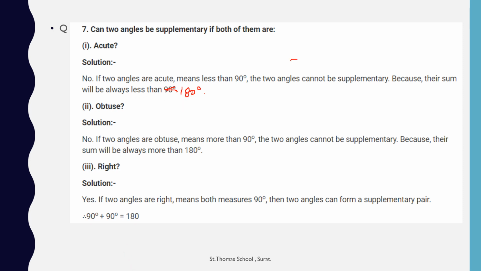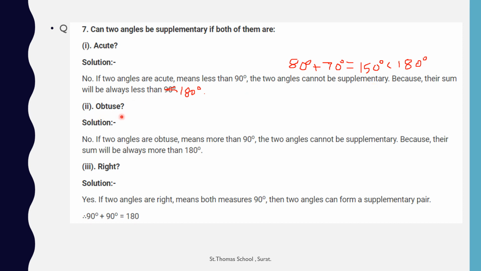You can take some example and check. Acute angle means less than 90 degrees. You can take any example, but the angle should be less than 90 degrees. So I have taken here 80 and 70. What is 80 plus 70? That is 150 degrees. And we know that this 150 degrees is less than 180 degrees. So if you take any acute angles, you will always get the sum less than 180 degrees. So we can say that no, if two angles are acute, meaning less than 90 degrees, the two angles cannot be supplementary. Is it clear?